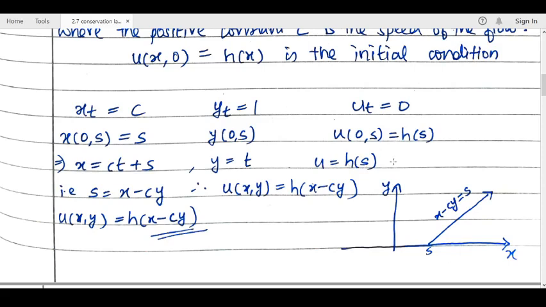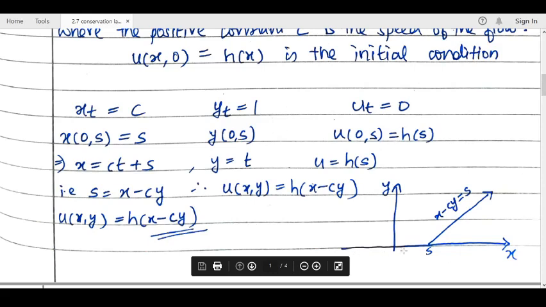So we have the solution u equal to h(s), and what is s? We can get s by inverting the transformation. So s is x minus ct and t is y. So you will get s equal to x minus cy, u(x,y) equal to h(x minus cy). So this is the required solution, u(x,y) equal to h(x minus cy). It means that u is a constant along these characteristic curves. Along these curves u is a constant.